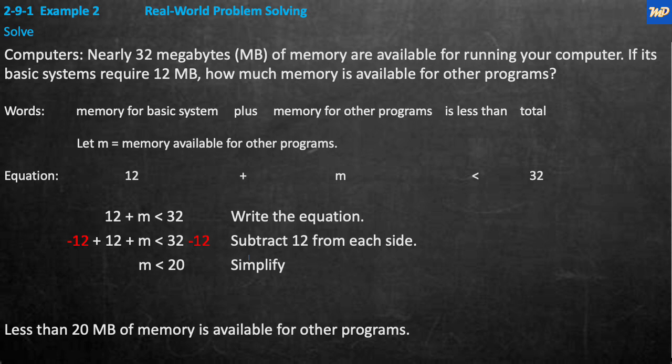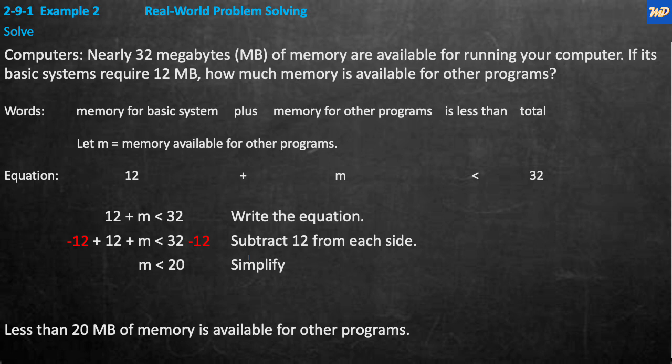So we write out this equation, this inequality. We'll call it an equation right now. Equation format. In words, we say the memory for the basic system, which we know is 12 megabytes, plus the memory for everything else, it must be less than the total, and the total is 32. Okay, because it says nearly 32 megabytes of memory are available. Nearly 32. It doesn't say exactly 32 megabytes. It says nearly 32. So it means it's got to be less than 32.